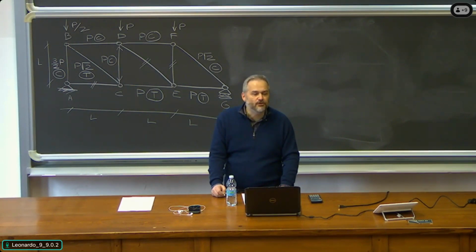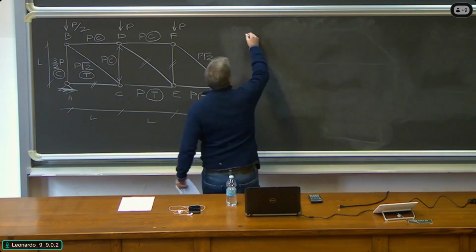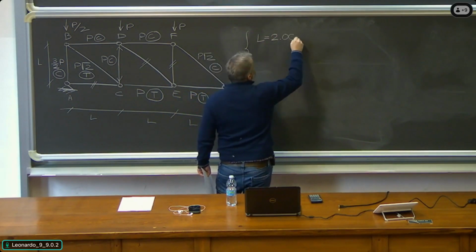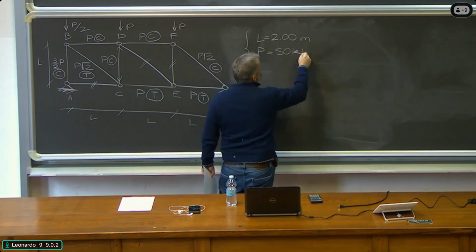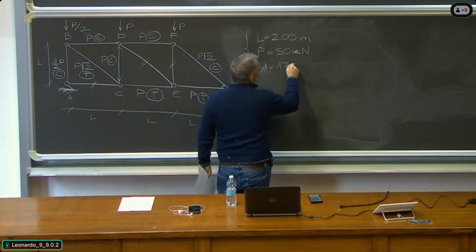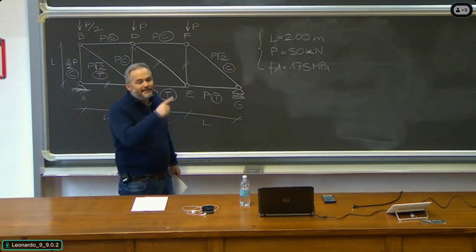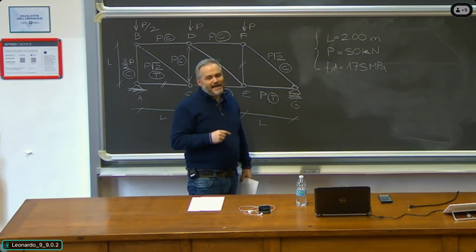To solve this, we first of all need to move from symbols to numbers. So in this case, it was specified that the 3 main properties were L equal to 2 meters, P equal to 50 kilonewtons, FYD equal to 175 megapascals. Basically, the dimension of the module, the load applied, and the design yield strength of the steel.